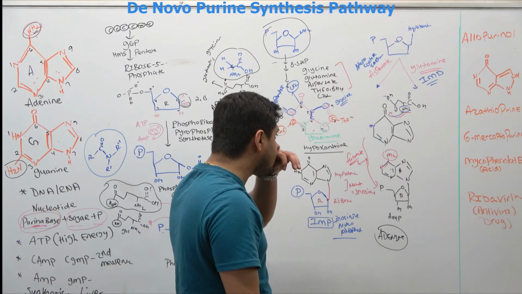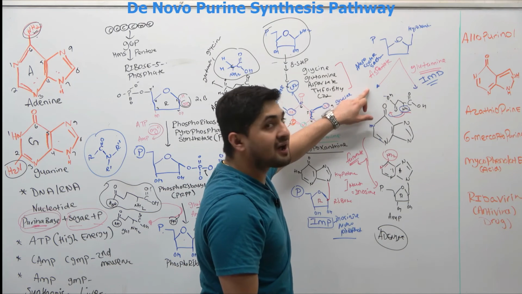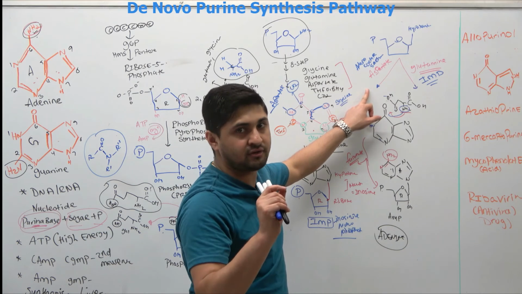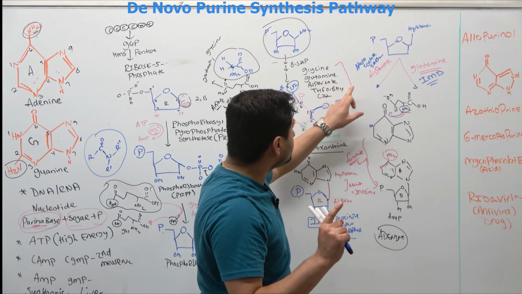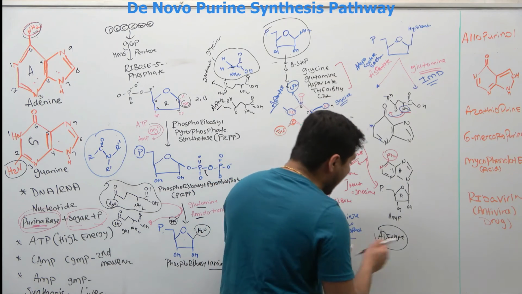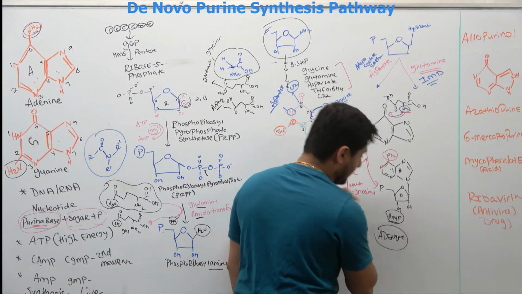So the most important thing you should remember here is that from the IMP, which is inosine monophosphate, the first nucleotide, if you use aspartate, you can basically go and synthesize adenine monophosphate. This is how you make it.